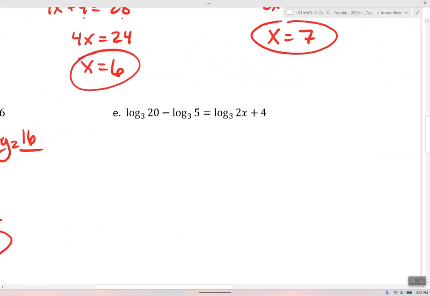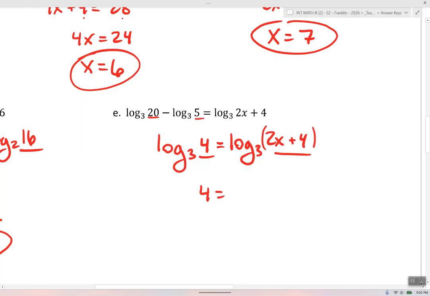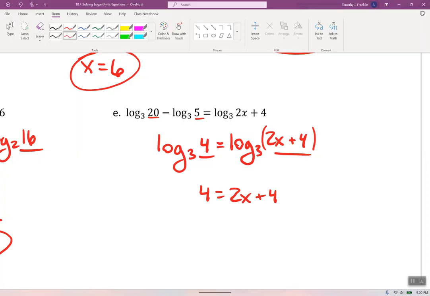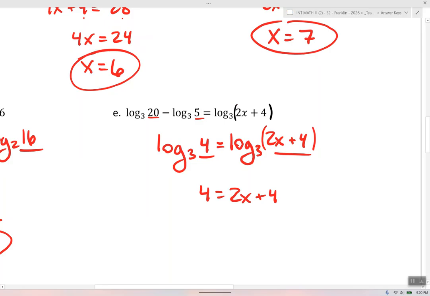Similar idea for example E, except we are using the quotient property, so I'll do 20 divided by 5. So log base 3 of 4 equals log base 3 of 2x plus 4. Well, just set these equal to each other. 4 equals 2x plus 4. I think that should have had some parentheses around it in that problem, but that plus 4 is supposed to be part of that log. Anyway, we'll subtract 4. We get 0 equals 2x. So x equals 0.